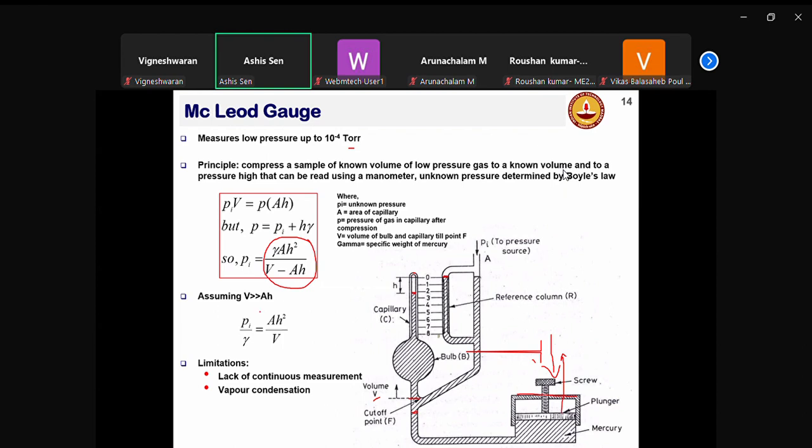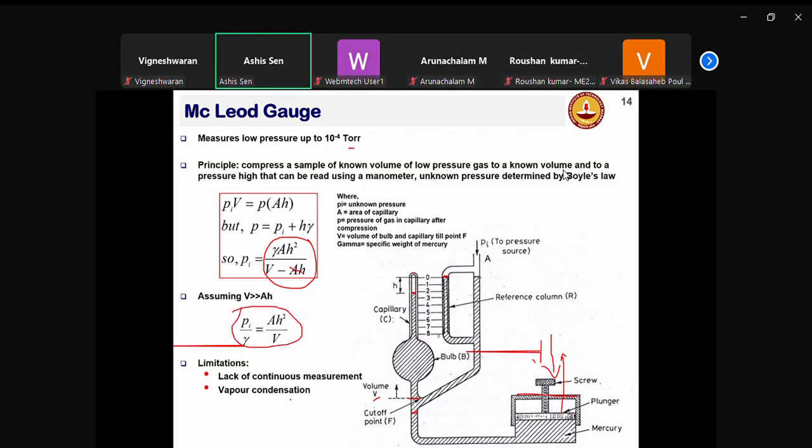Now, if you say that this volume here is much greater than this compressed volume of the working fluid, that means V is greater than A into H, you can actually simplify this. If V is greater than AH, you can just neglect AH here. So you can write that Pi over gamma is simply AH square over V. So this is how the McLeod gauge works.